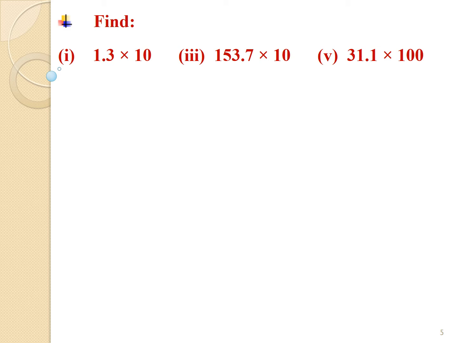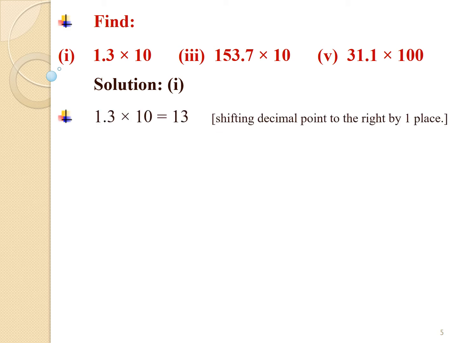Sum number 1, 1.3 into 10. Shifting the decimal point 1 place to the right, as there is 1 zero after 1, we get 13. Thus, 1.3 into 10 is equal to 13.